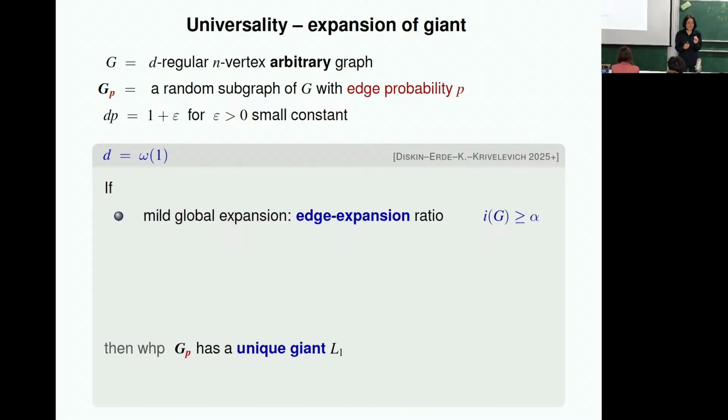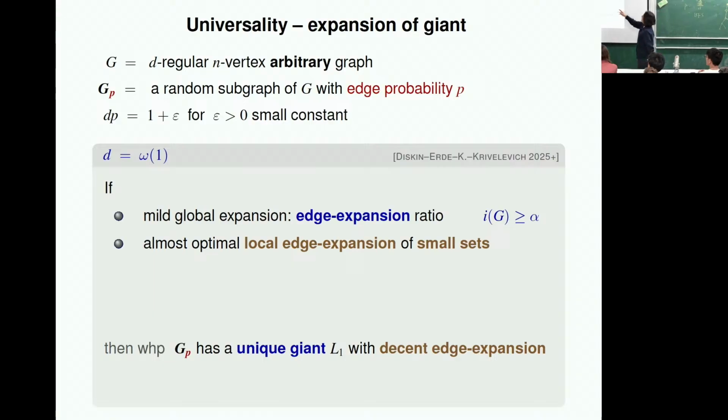We need a little bit of control over the locality. It's not only the global, because the global is everything, right? Small sets, large sets. Everything minimum. That's worst case. Therefore, what we have to control is indeed small set expansion. You don't need to read it.